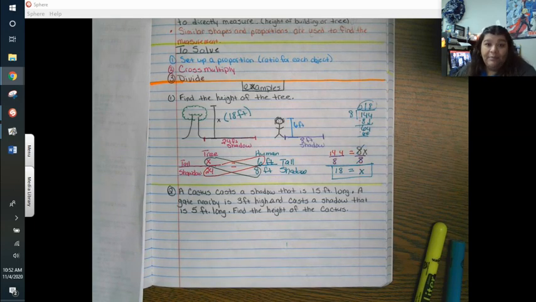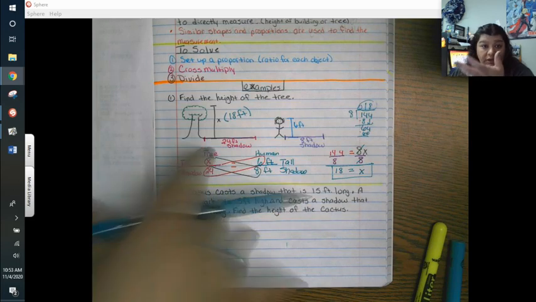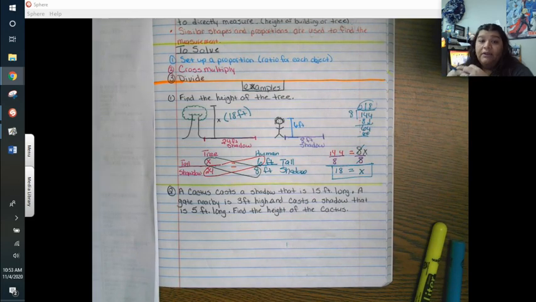Okay, exact same thing, except you're not going to have a visual. You have to look for those keywords. Now, if you're like me, I like pictures and stuff. So if you want to draw a picture to help you, do it. Okay, it'll help you in the long run. So let's take a look.